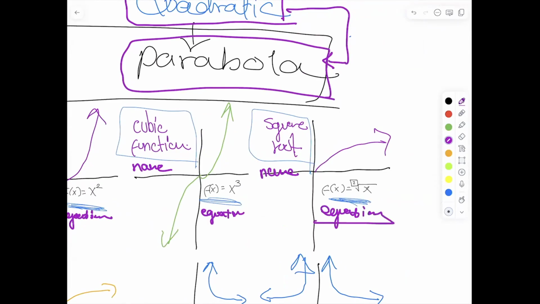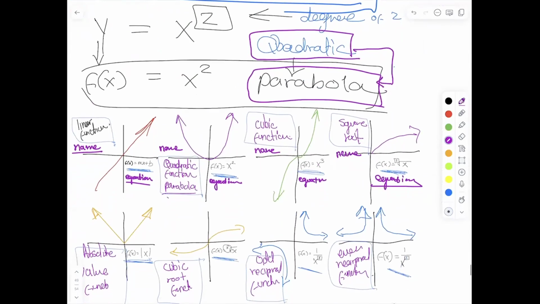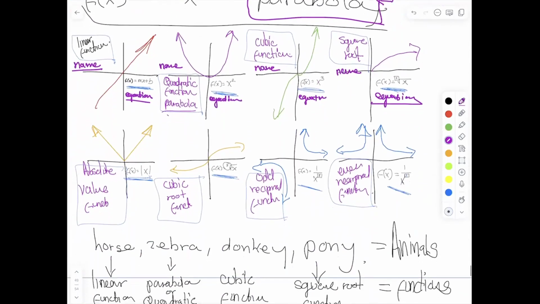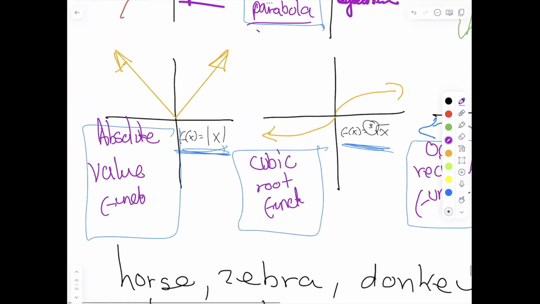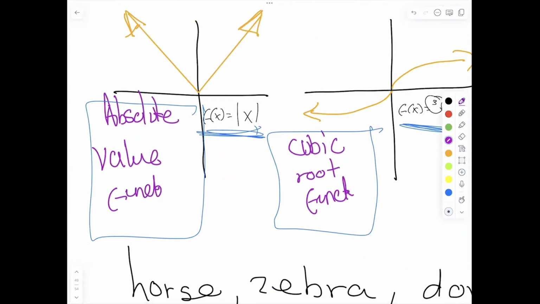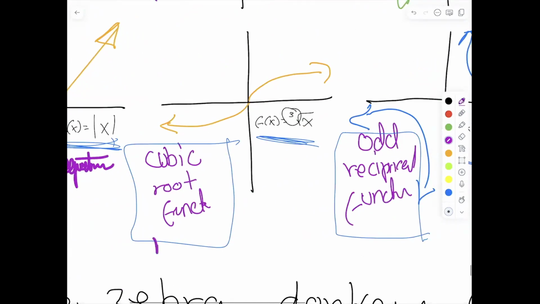Just like if I say to somebody, what's your name? Grant. You know, you're going to say, well, my last name is Grant. Just like you know your last name, you better know this. Because if you don't, you're going to get it wrong. Absolute value function, this is the name. And this is the equation. All right, what is the name for this? Well, this is the name, cubic root function. And this is the equation.